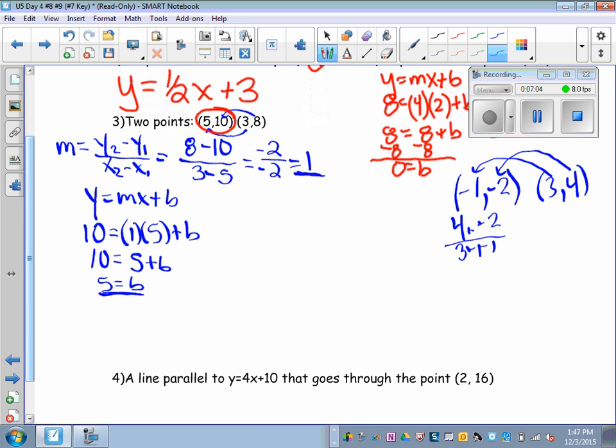So I now have my y-intercept. I have my slope, so I put it into my equation. Leave y and x as themselves. So y equals my slope, which is 1, x plus b, which is 5. And again, we don't have to have that 1 there, so just y equals x plus 5.